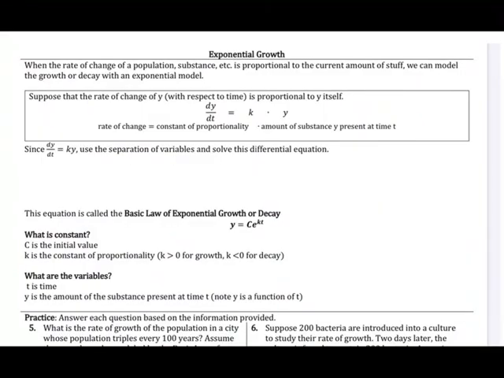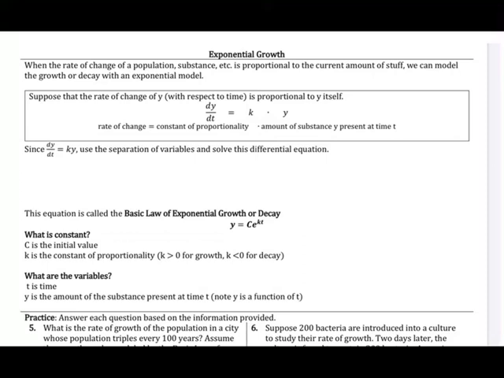Now we're going to focus on exponential growth. When the rate of change of a population or a substance is proportional to the current amount of whatever we're talking about, we can model that using exponential growth or decay. We have done this as far back as Algebra 2, but now we're going to tie some calculus into this.